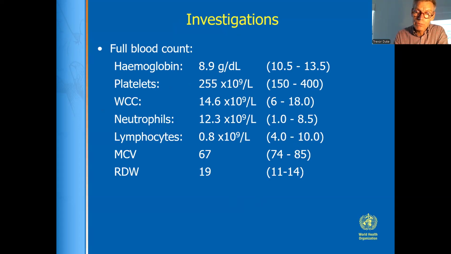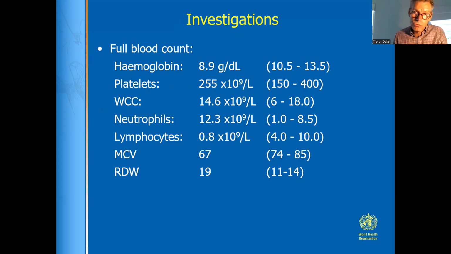This was Thomas's full blood count, and you can see a few things from it. His hemoglobin was a bit low, and we thought he was anemic, as he looked pale. His platelet count is normal. His white cell count is normal. His neutrophil count is just a bit elevated, which might suggest he's got a bacterial infection of some sort. And his lymphocyte count was quite low.